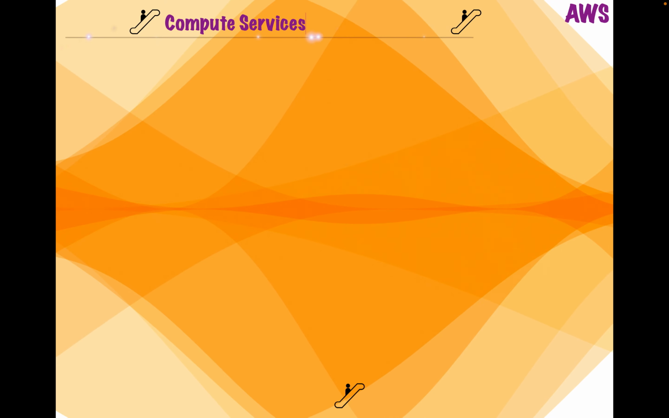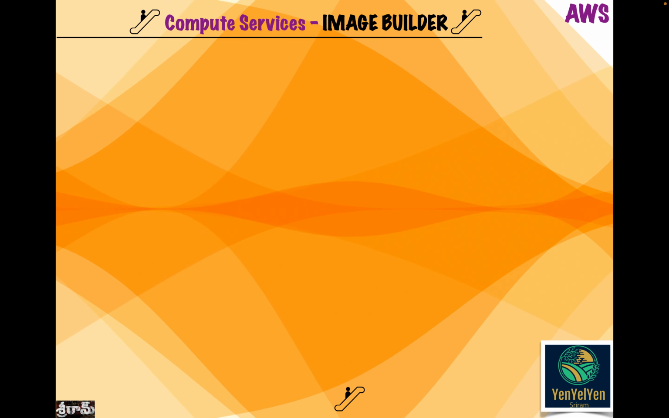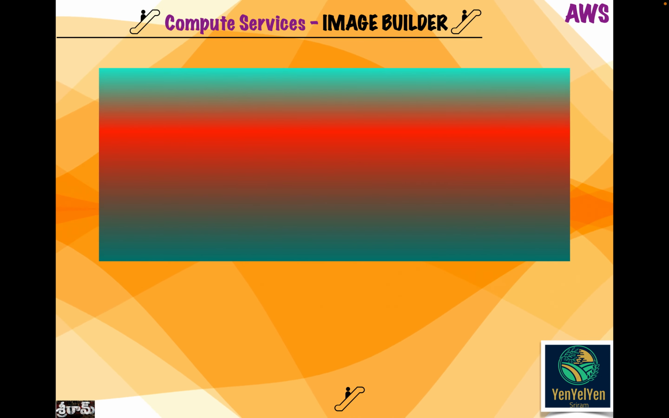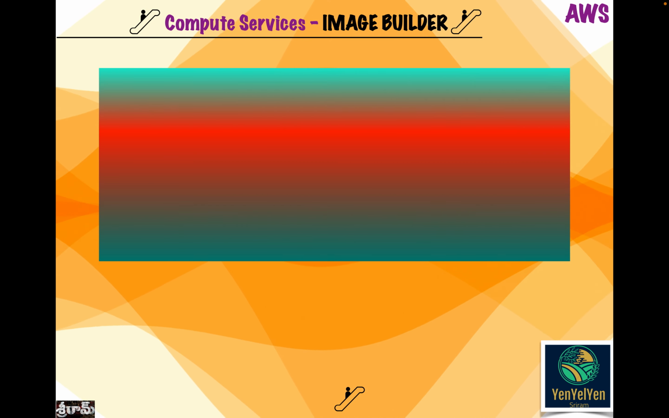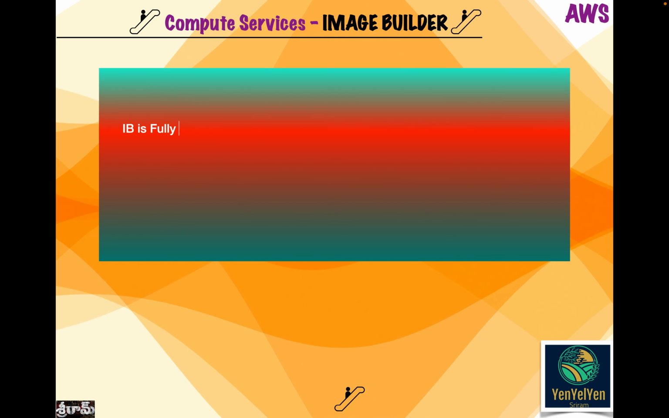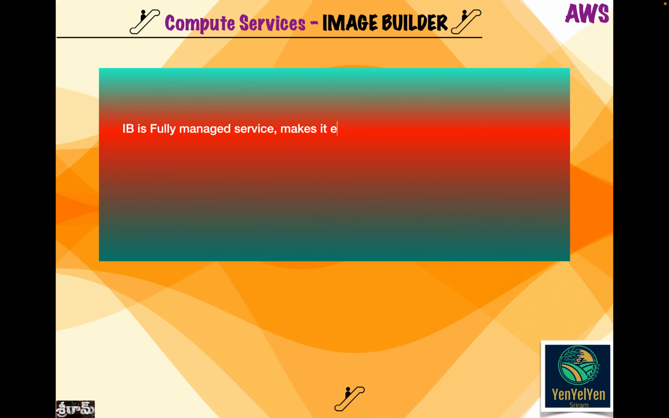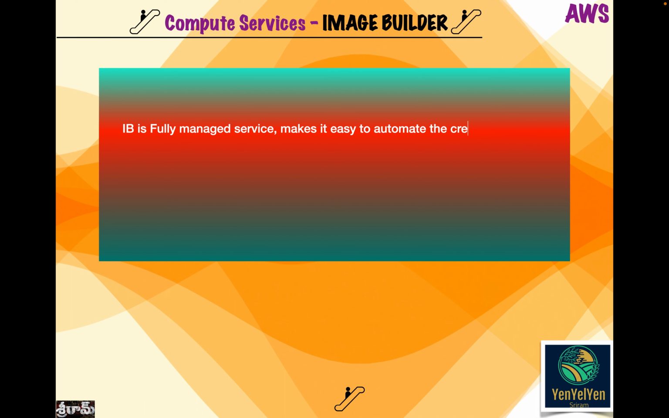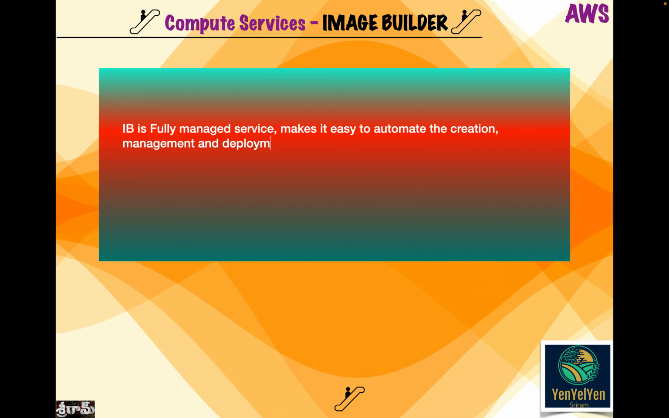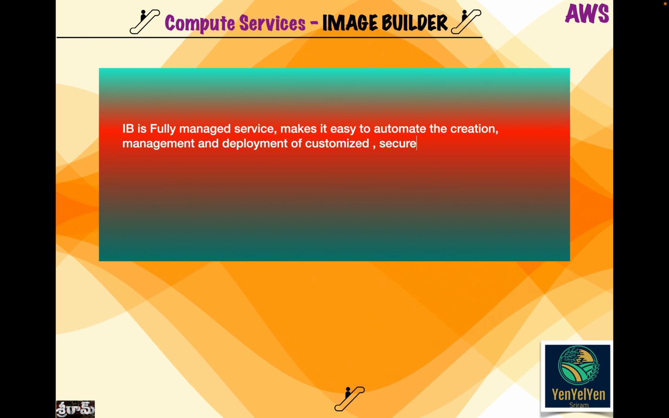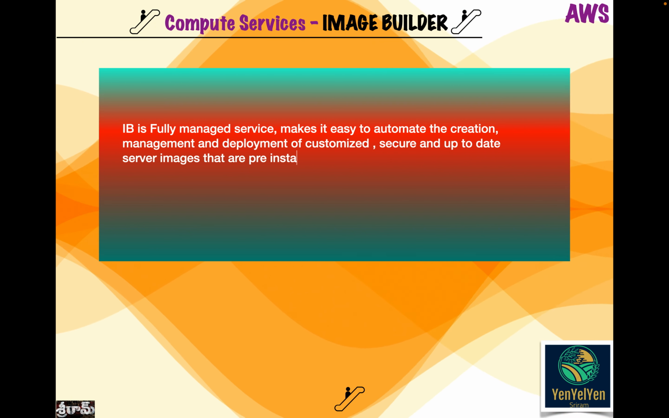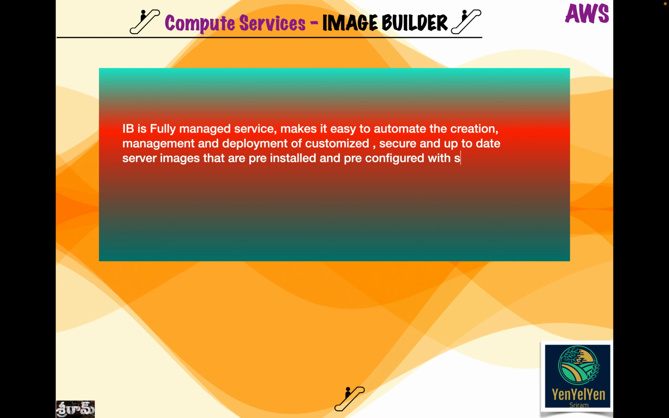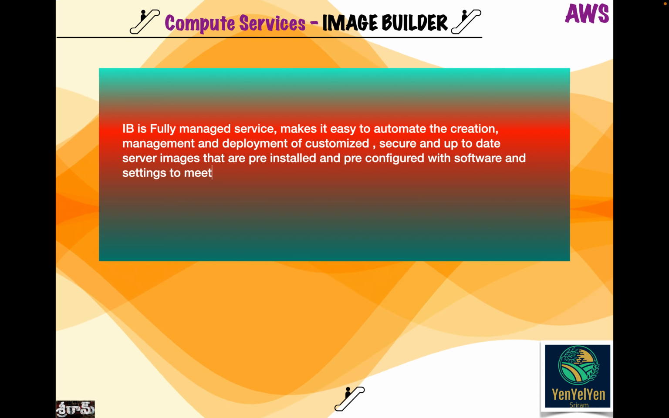Next compute service is EC2 Image Builder. Image Builder is a fully managed service that makes it easier to automate the creation and management of deployment of customized, secure, and up-to-date server images that are pre-installed and pre-configured with the software and settings to meet the specific IT standards.